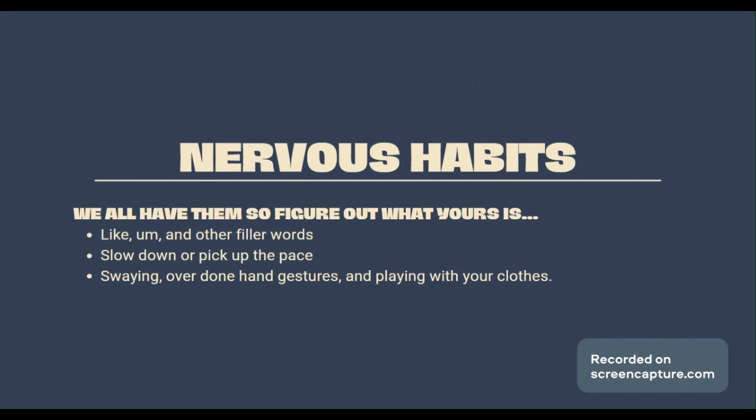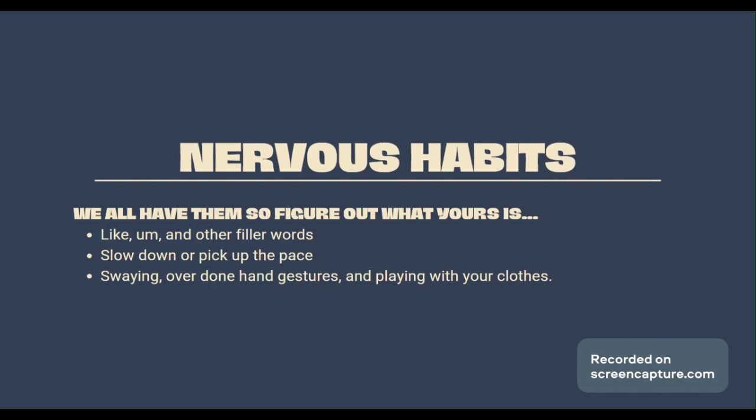Next, nervous habits. So we all have them, so figure out what yours is and identify it and minimize it as much as possible. So likes, ums, and other filler words, I know I'm guilty of this sometimes, as I'm sure many of you are. Try and make sure to identify which words you use a lot and listen for them while you're presenting. Additionally, it's way better to use a pause to collect your thoughts and make sure that you're ready to speak your next sentence instead of using filler words.